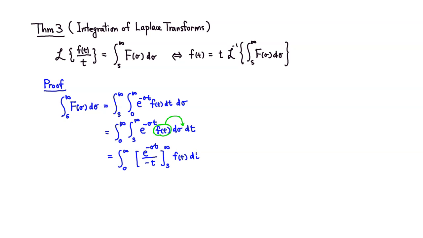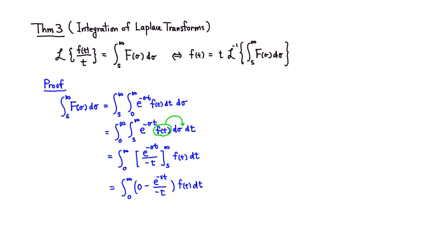We have a dt. So if you evaluate that, you're going to get this integral from 0 to infinity. If you plug in infinity for sigma, e to the negative sigma t, and this is just going to be a constant, it's going to go to 0, e to the negative infinity. So it's 0 minus, plug in s, you have e to the negative st over negative t. Then this guy times f of t dt.